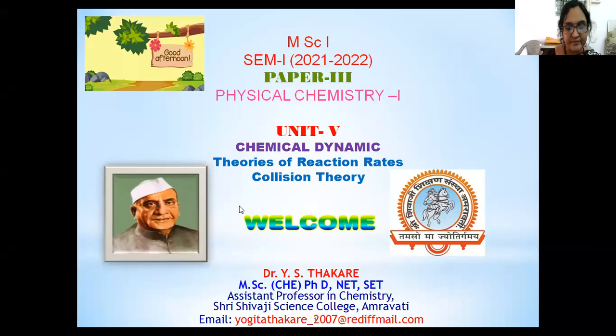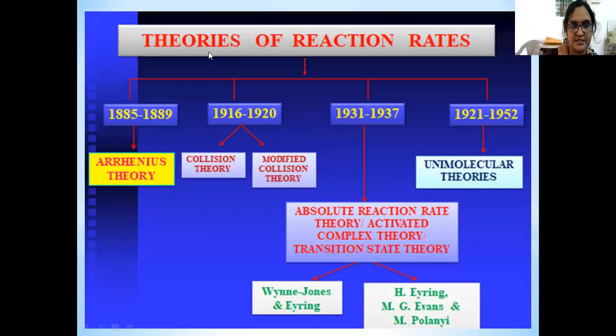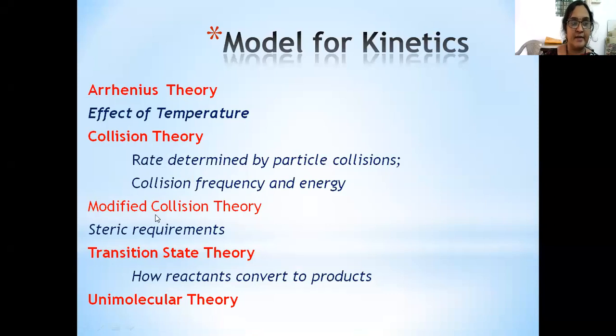Hello friends, today we are going to discuss the collision theory. We will take it fast. There are four theories for the reaction rate. First one is the Arrhenius theory. Second one is the collision theory and modified collision theory. Third one is the transition state theory. It is also called the absolute reaction rate theory or activated complex theory. And lastly, the unimolecular theory, which is given by Lindemann.